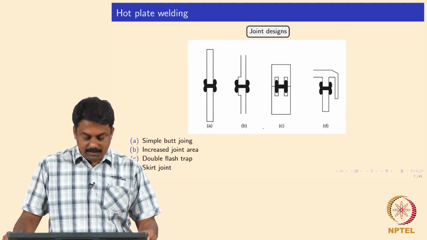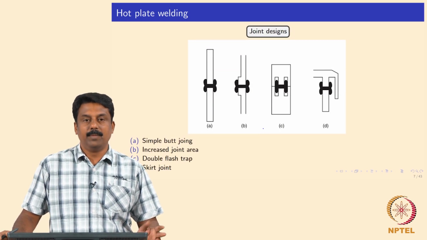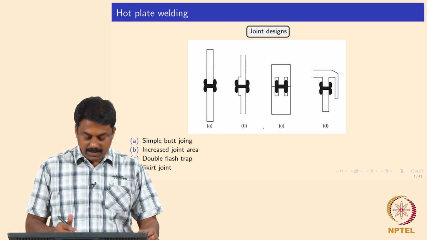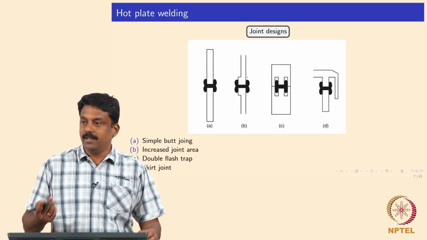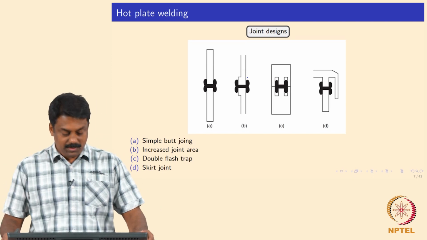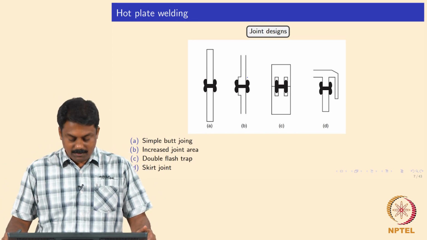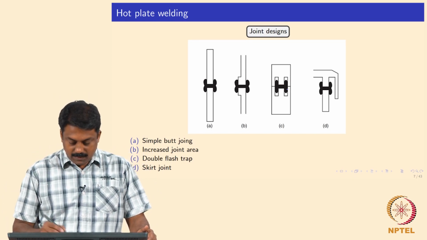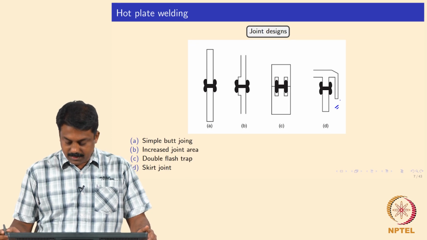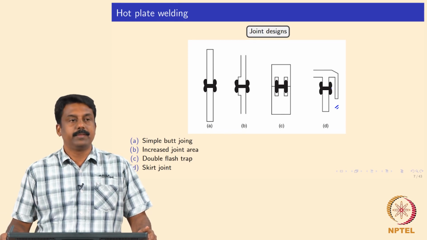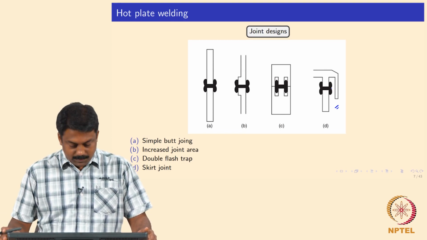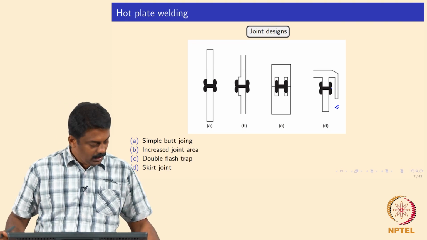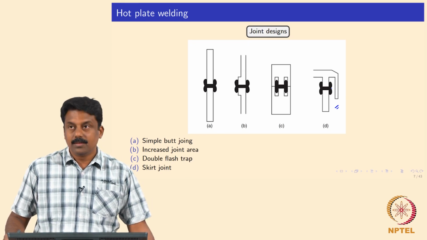So what joint designs do we commonly use for hot plates? A simple butt joint, and you can also increase the area so that the weld strength or joint strength increases at that area. You can also do a double flash and a skirt joint. The skirt joint is also commonly used for polymers, right. Good. So we'll move on.